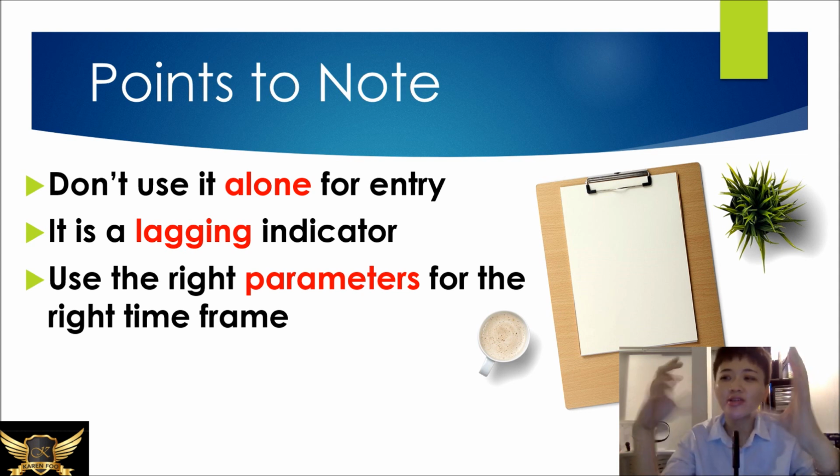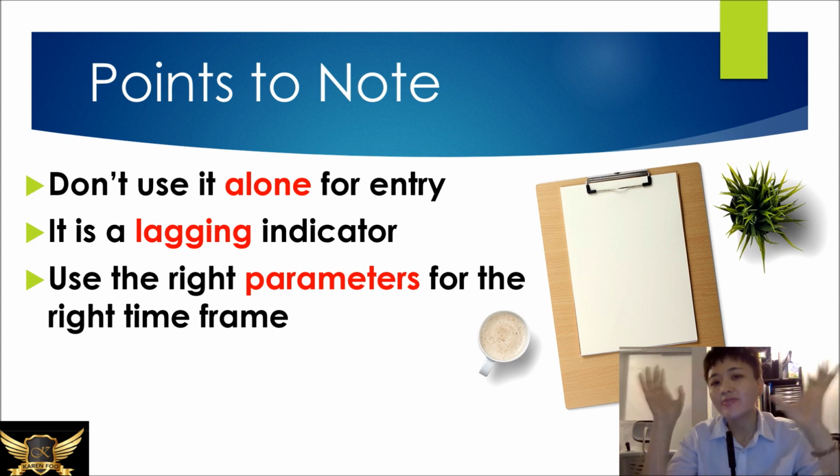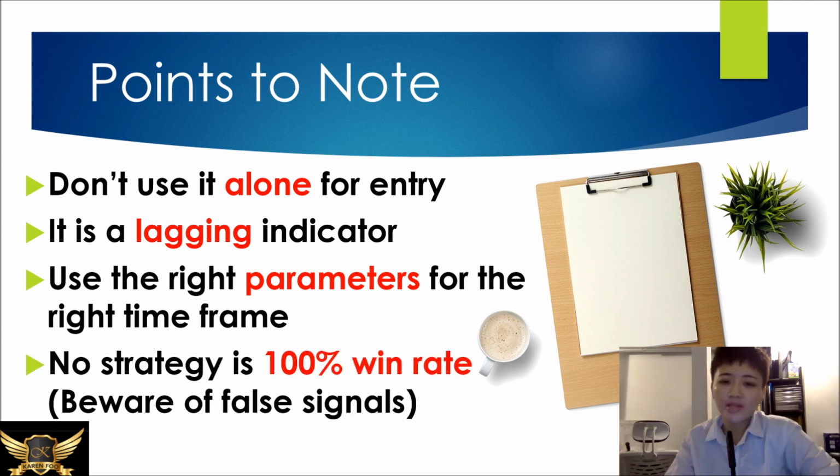If you are trading short time frames, it's better to use shorter parameters like smaller numbers. And if you are using higher time frames, then it's better for you to use larger moving averages like 100, 200. Use the right numbers for the right kind of time frame. So you need to learn how to read false signals.